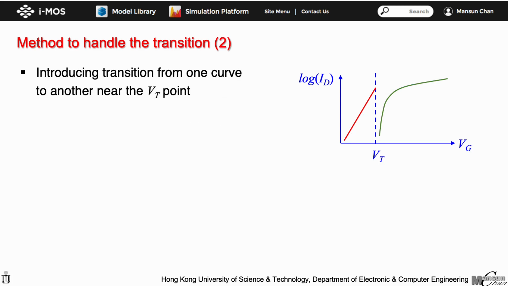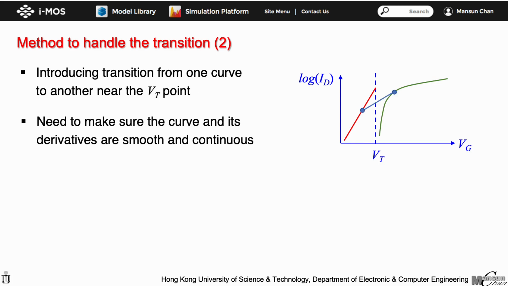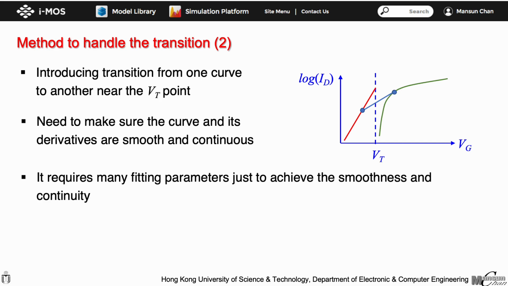The second approach is to connect the two equations using a smoothing function in the transition region. The transition needs to ensure the current and conductance are smooth and continuous. This is not a simple task, and it may need a lot of parameters to adjust the transition function to meet the criteria at the boundary points. Also, the transition needs to maintain the correct characteristics not only for one drain voltage, but for all drain voltages. The BSIM models use the smoothing function approach, but none of the smoothing functions were satisfactory until the third version of the BSIM family, the BSIM3 model.